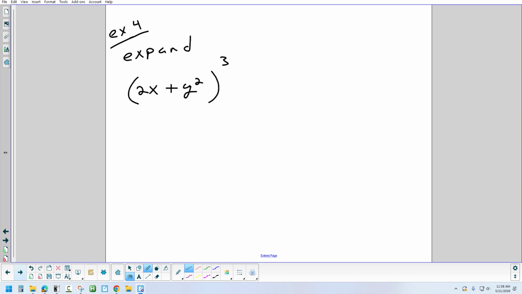What's my first term going to be here? Same row in Pascal's triangle as the last problem. Yep, 2x cubed. So it's 1 times 2x cubed. There's no minus, so everything will be added together this time. How about my second term? Elise, what's my second term?